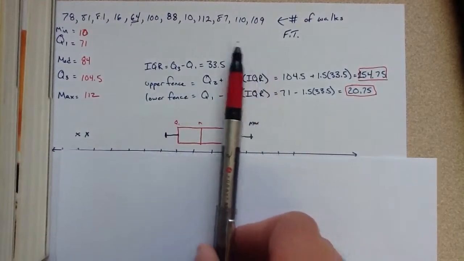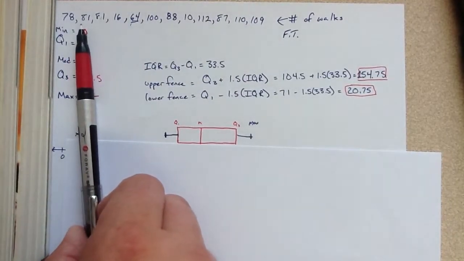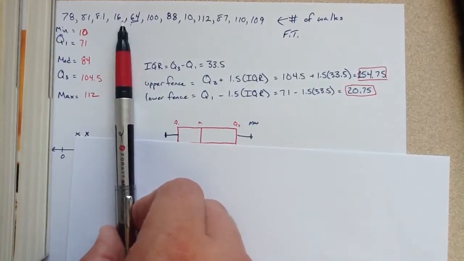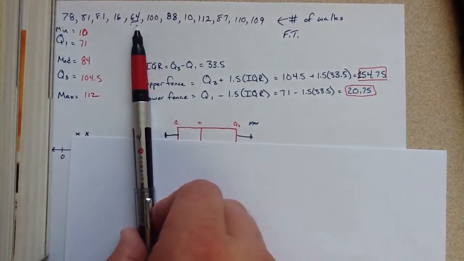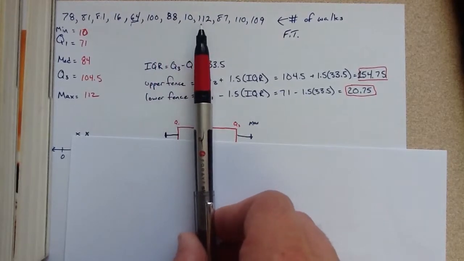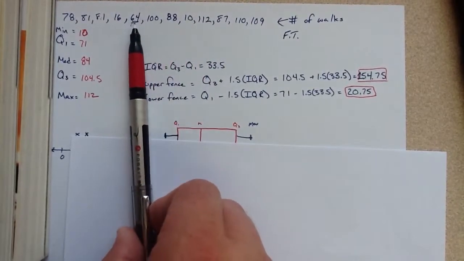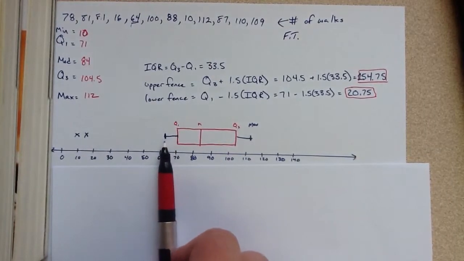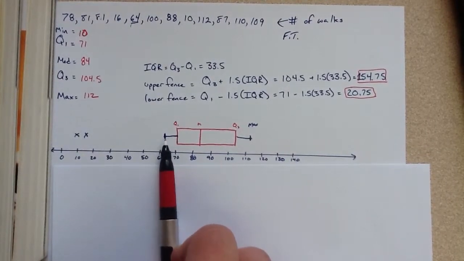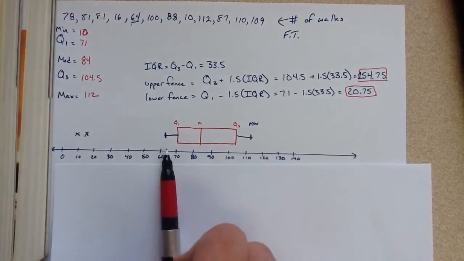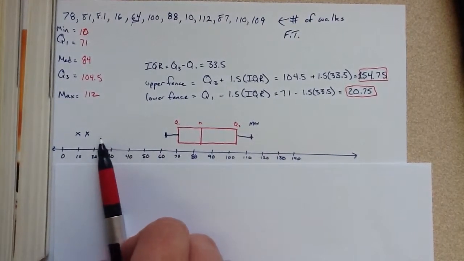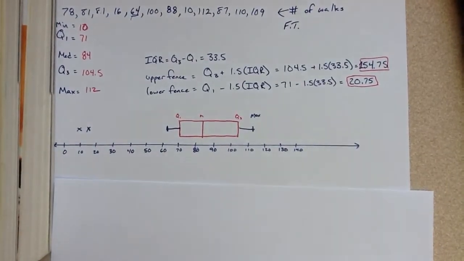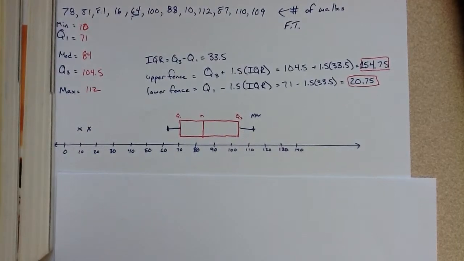If we look back at the data, the only value in the first quartile that's not an outlier, that's less than 71, is 64. So we draw the whisker all the way to that next lowest value that wasn't an outlier, not all the way to where the lower fence would go. All right, so that's how to find an outlier for a given data set.